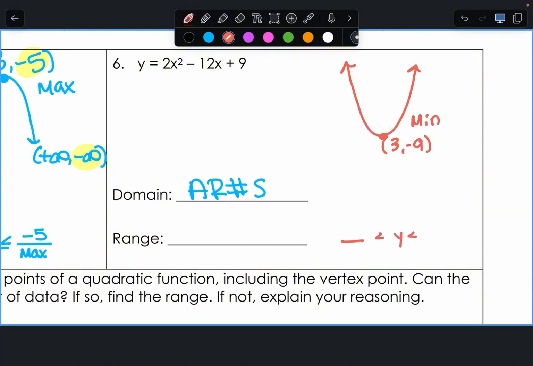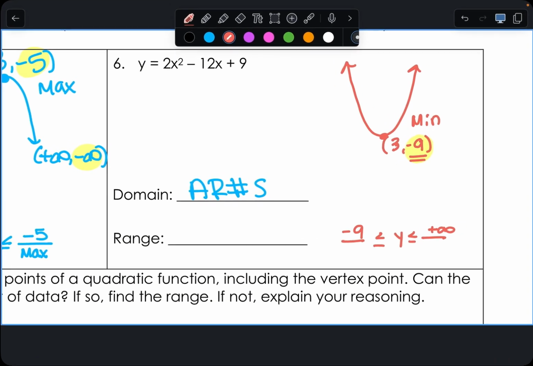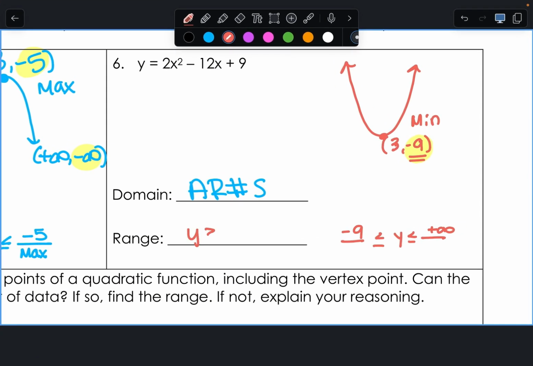Where does your minimum go whenever you write the range? Where does that number go? The left side. So put that -9 here. Do we just round up? And the other one will be infinity. Yes, you do round. Since the y is in the back, make sure you flip it, because they're arrows.